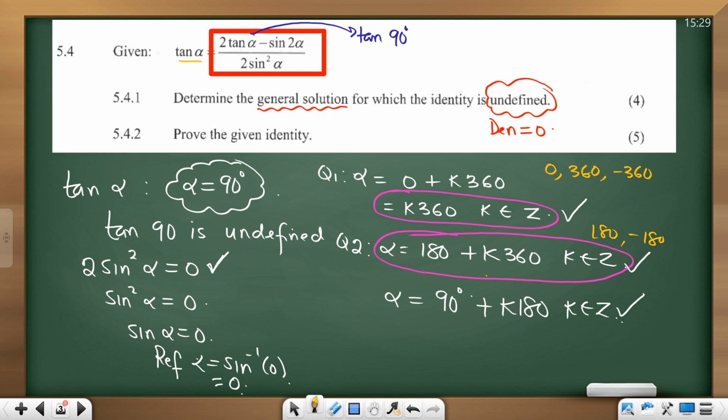Type tan 270 on your calculator. You're going to get an error. Do you know where the 270 came from? From x equals 90 plus k 180. That's where we're going to get all other asymptotes now.